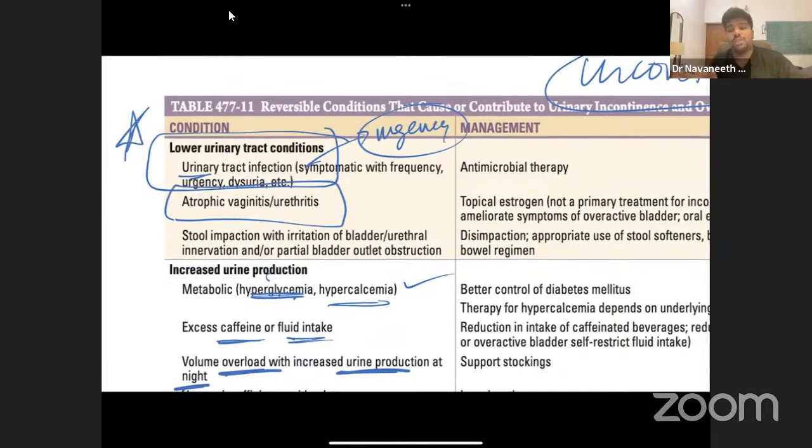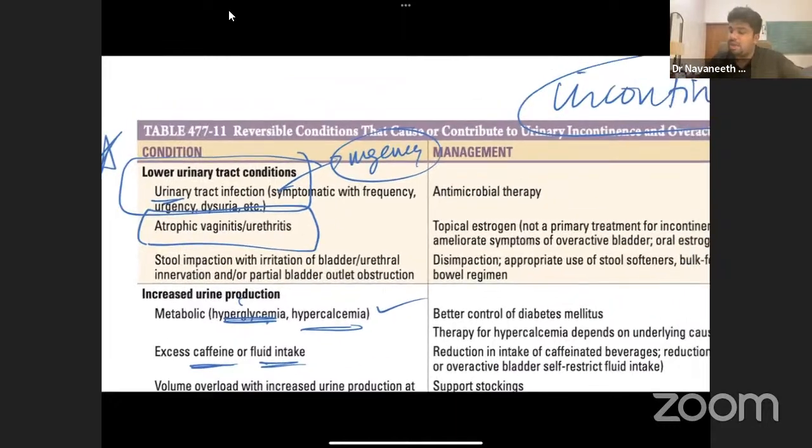Now you're going to have a postmenopausal lady. It's not the reproductive age group. She is going to have deficiency of estrogen that leads to senile vaginitis and what we now call GSM.